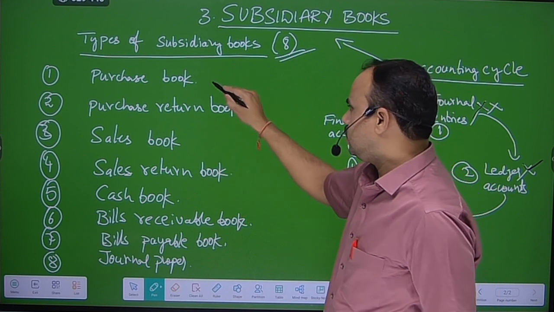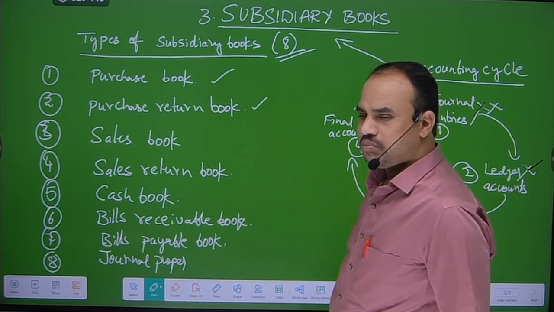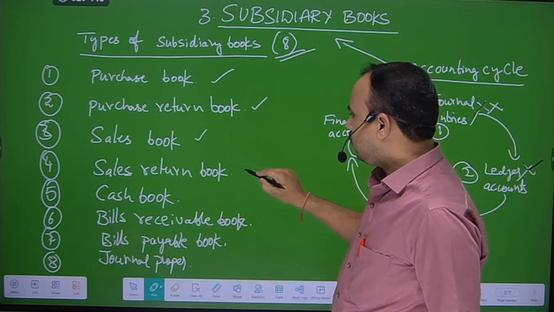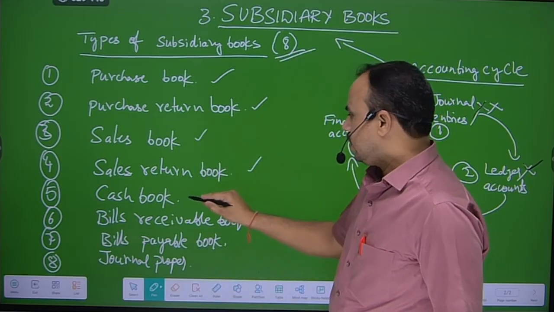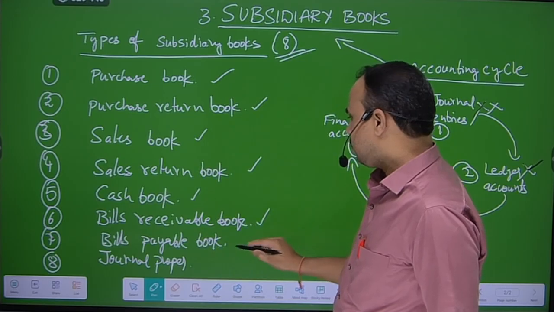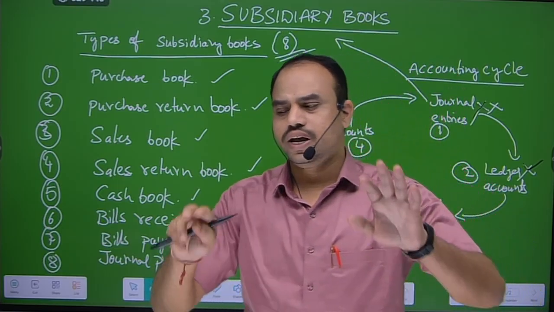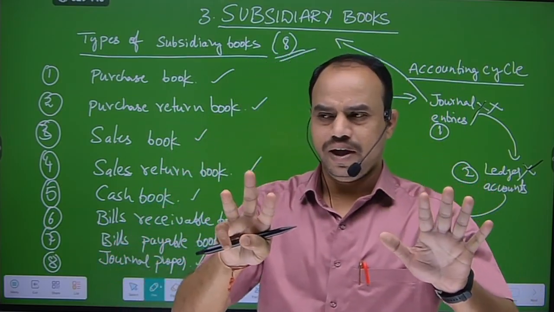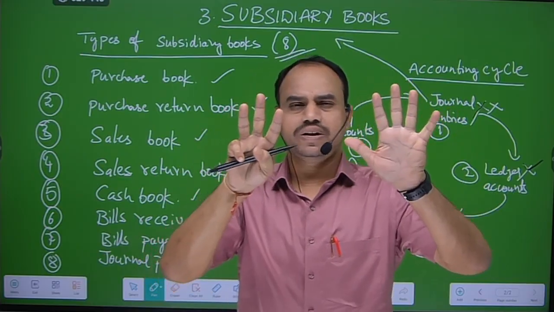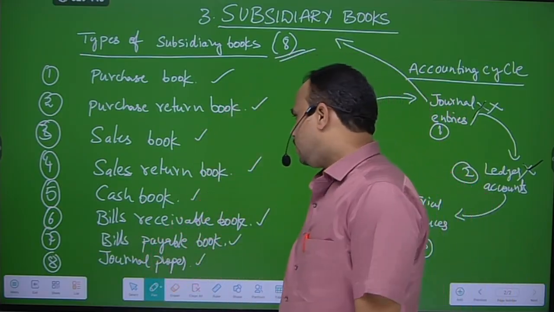First one is purchase book, second one purchase return book, next sales book, after that sales return book, cash book, bills receivable book, bills payable book, and journal proper. There are total 8 subsidiary books we have. Total how many subsidiary books we have, beta? We have total 8 subsidiary books.